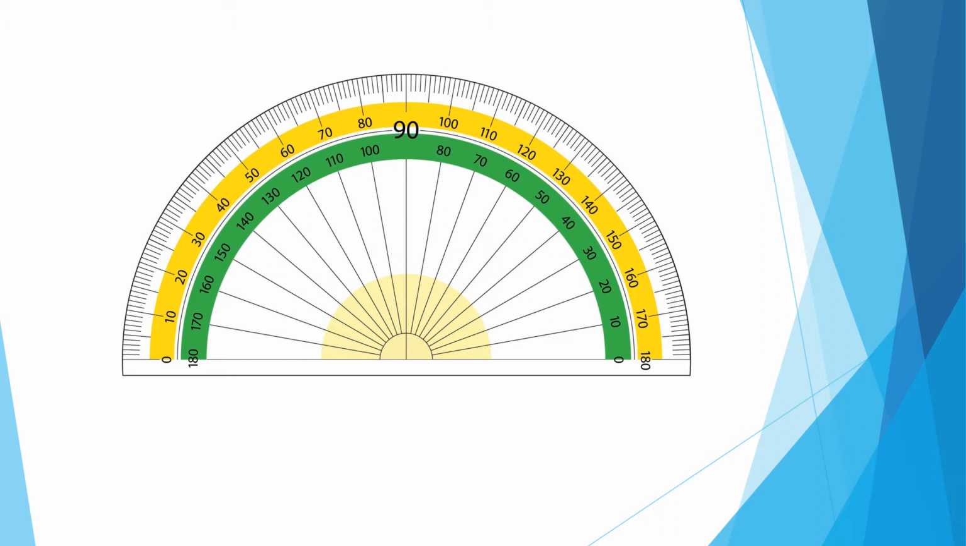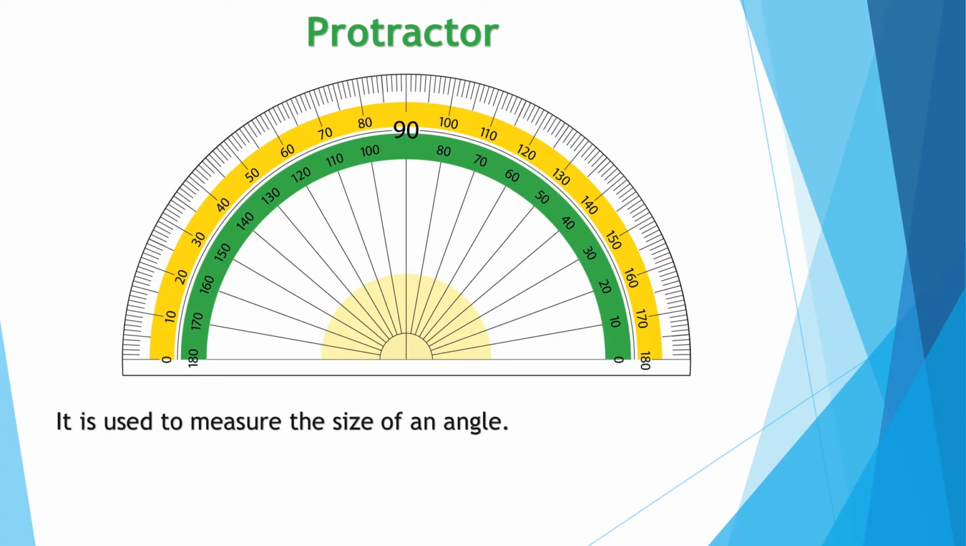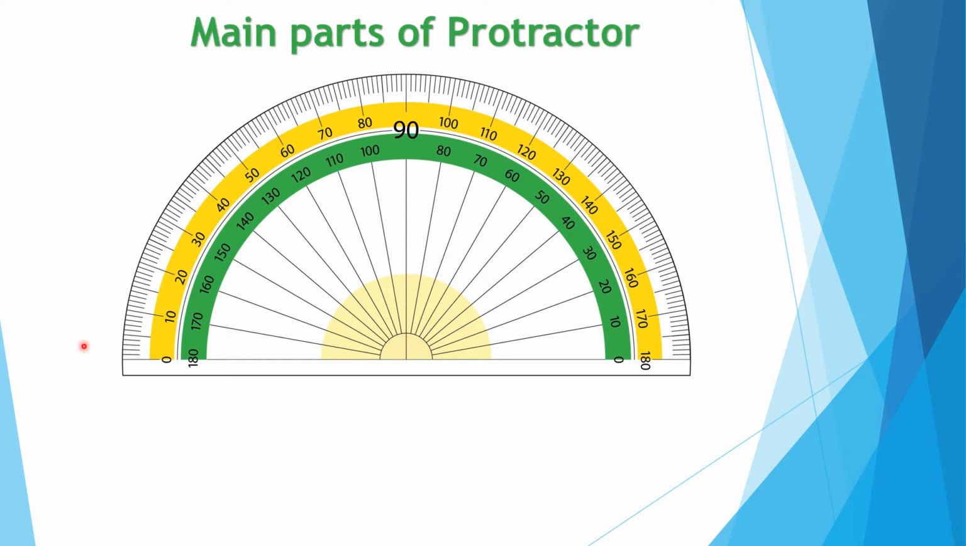Have you ever seen this mathematical instrument? Yes, it's a protractor, and we know it is used to measure the size of an angle. Now, let's revise the main parts of the protractor. When we look at the protractor here, we can see there are two edges. One is straight and the other one is curved.